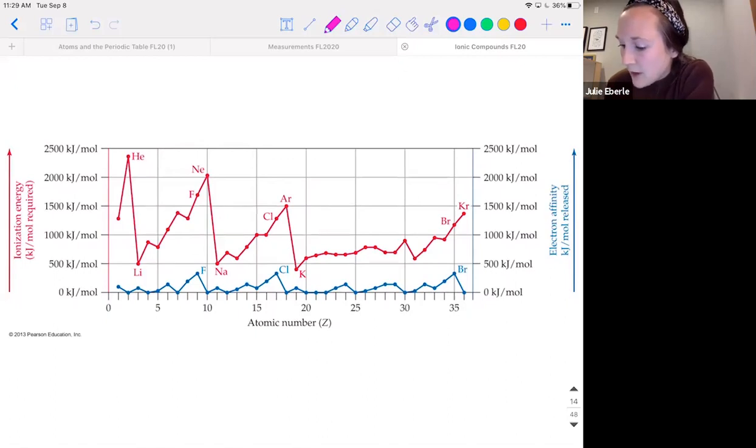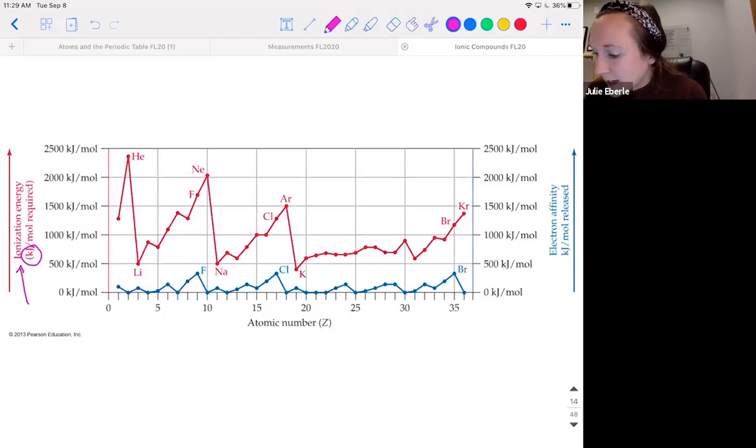All right, let's look at this graph. We've got red data and we've got blue data. The red is our ionization energy. Okay, remember that's the amount of energy required. And you'll notice the units, it's kilojoules per mole. Okay, we haven't talked about moles yet, but we have talked about kilojoules. So we know joule is a unit of energy.